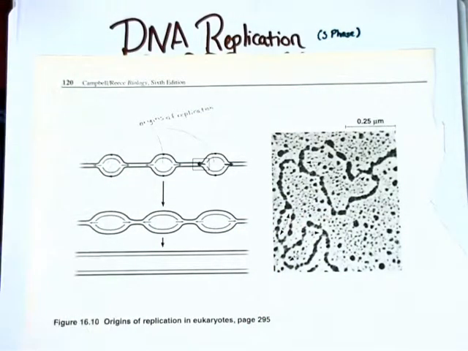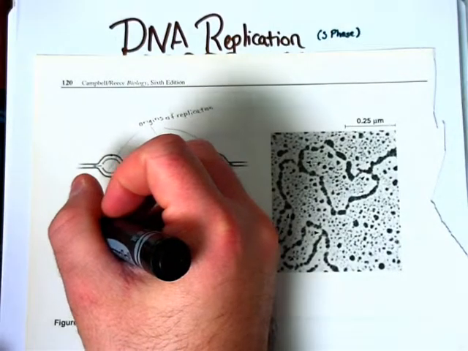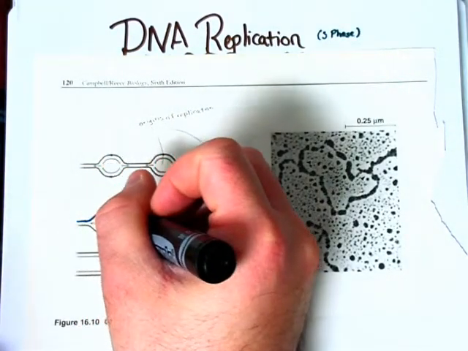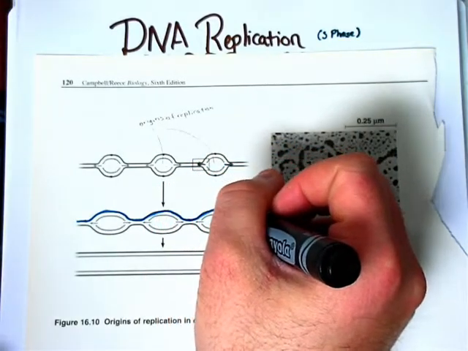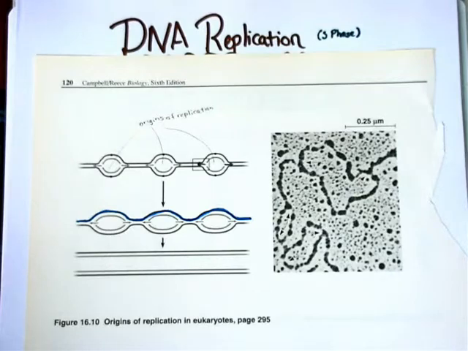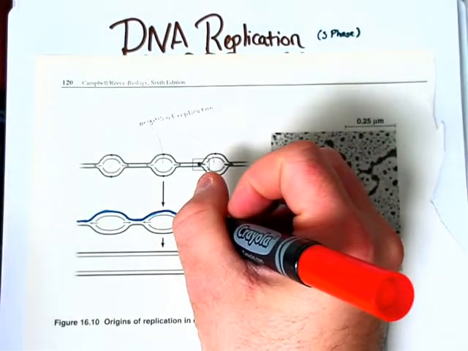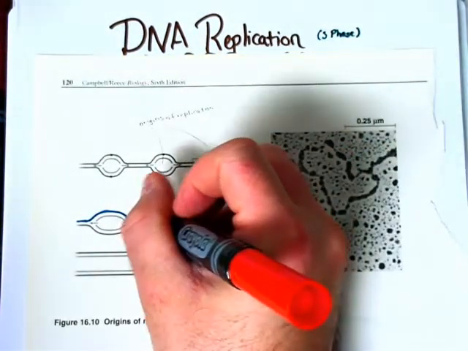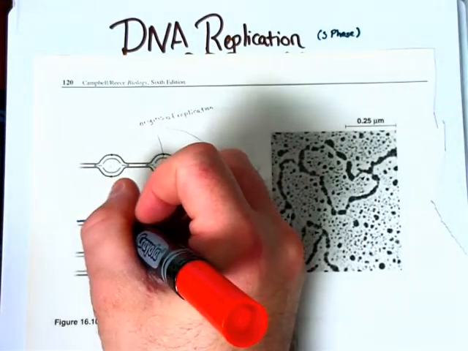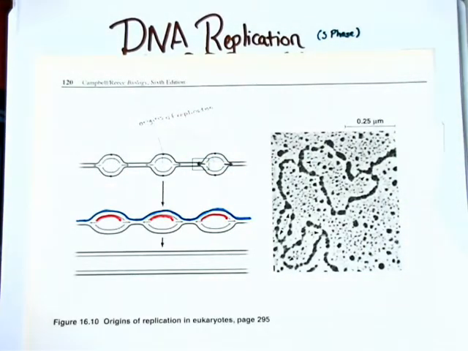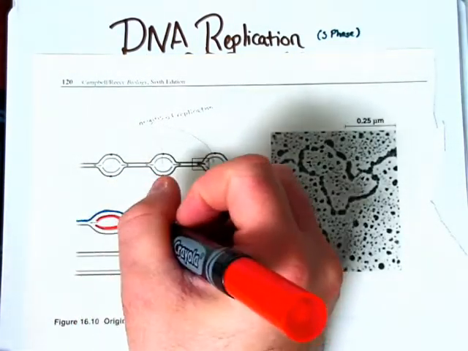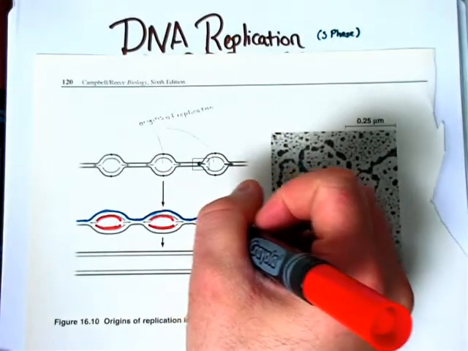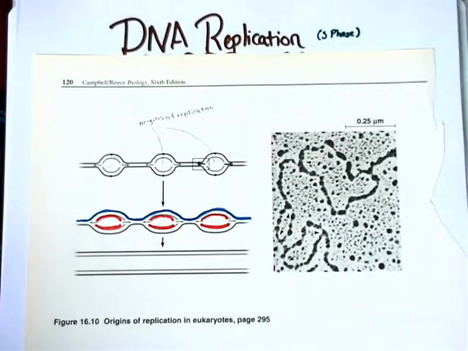Now, in blue, I'm going to label the original parental strand. And then I'll use a different color, like red, and I'm just going to go over simply the pieces that are being made anew. So in red, you have the pieces that would belong to the daughter strand.